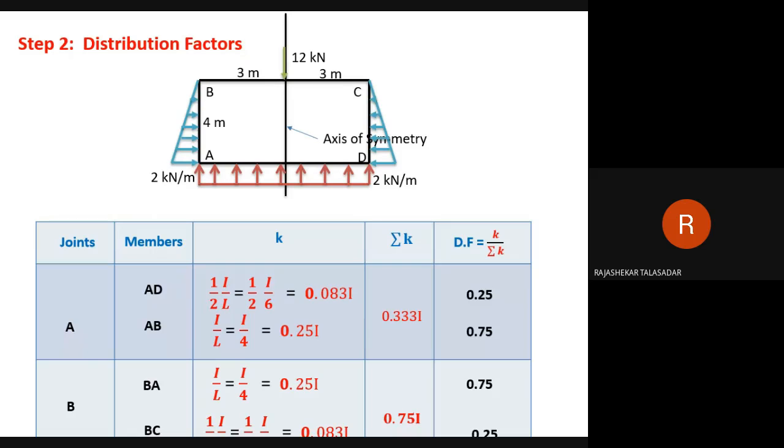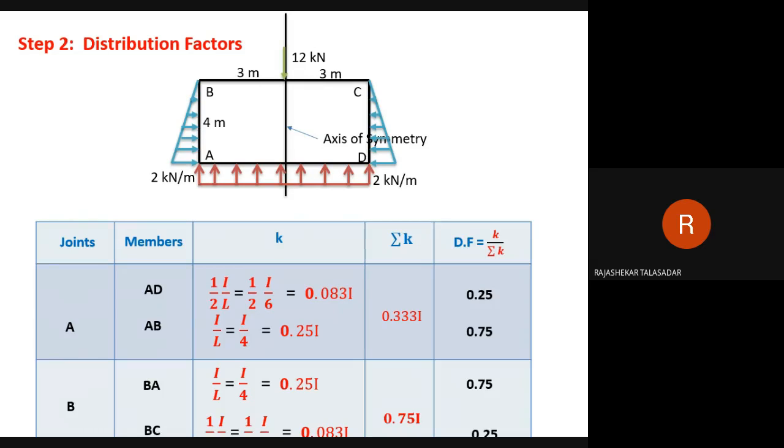Similarly, go to joint B. How many members are starting from B? BA, BC. BA is a full member, so it is I by L, I by 4. What about BC? Half of I by L. Fine. So it will be half I by 6, so it will be 0.083. And again, if you calculate this divided by this, you will get this. And the K of BC divided by sigma K gives you the distribution factor of BC.